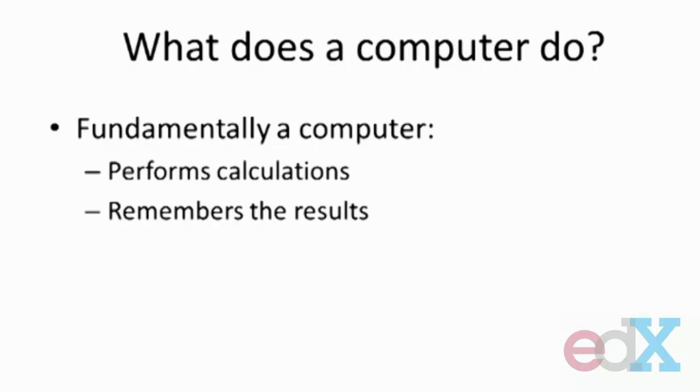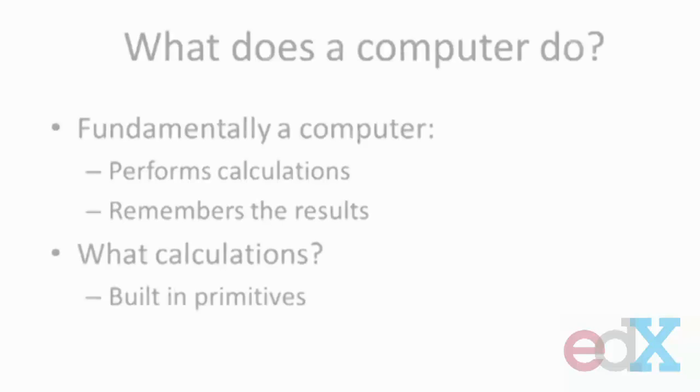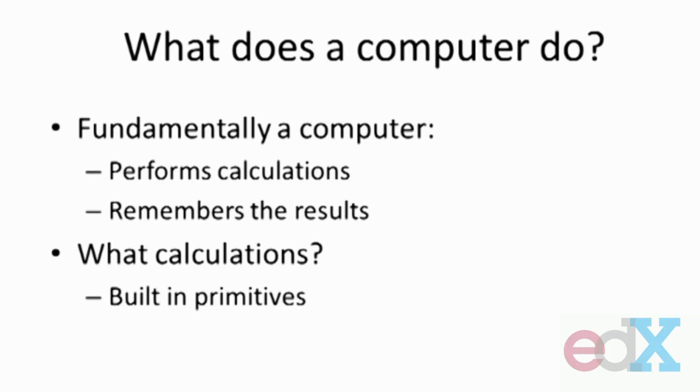Now, you'd say, okay, so it performs calculations. That seems fine. But what kinds of calculations? Well, it turns out that every computer comes with a simple set of primitive calculations, things that we call built-in. They're provided by the manufacturer as the basic elements that a computer can use. We'll see some examples of that shortly. If that's all we have, that's pretty limiting.